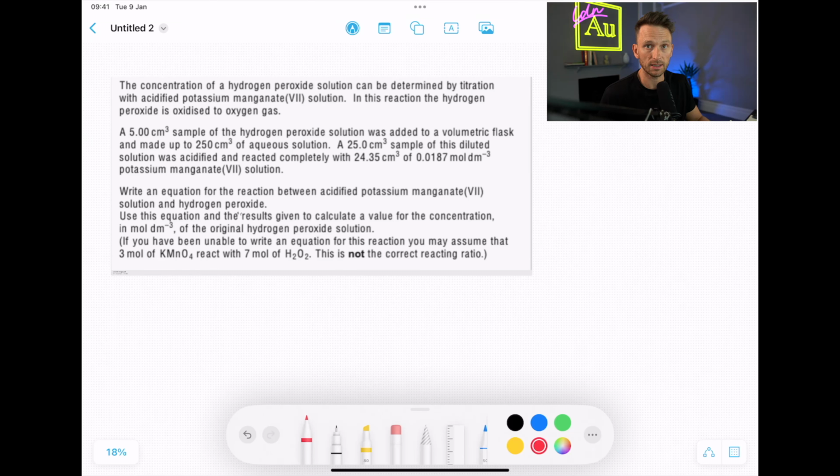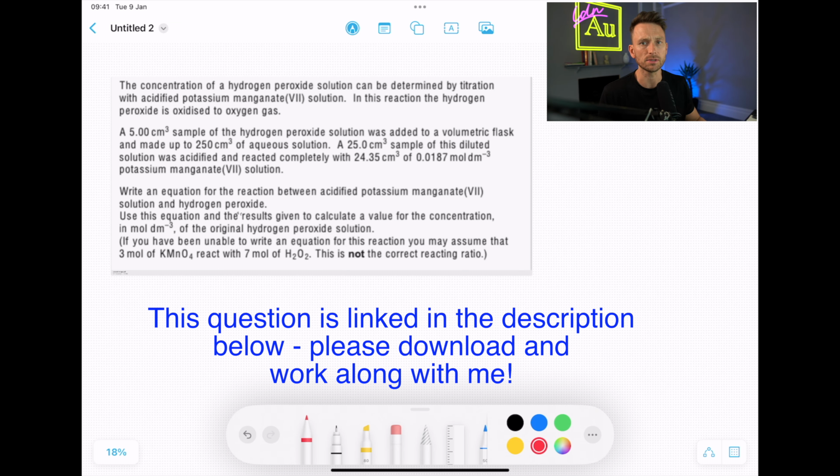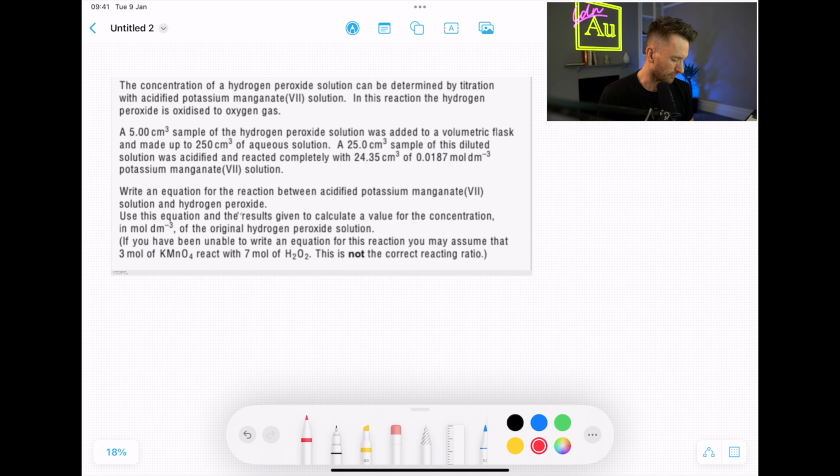So this was a 7-mark question taken from one of the AQA A-level papers. It says the concentration of hydrogen peroxide can be determined by titration with acidified potassium manganate. A 5 cm³ sample of the peroxide is added to a volumetric flask and made up to 250. 25 of this is titrated with potassium manganate. The titre is 24.35 and its concentration is 0.0187.